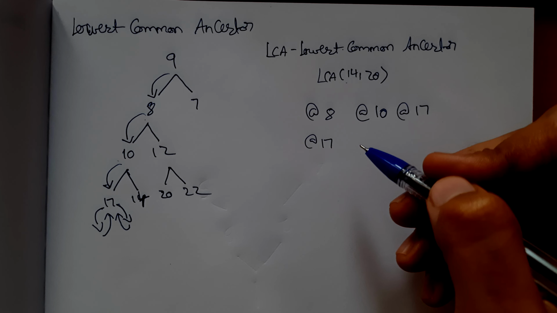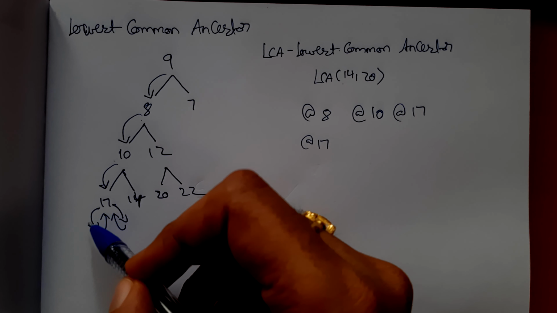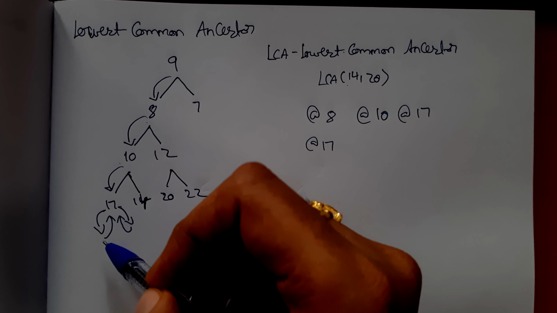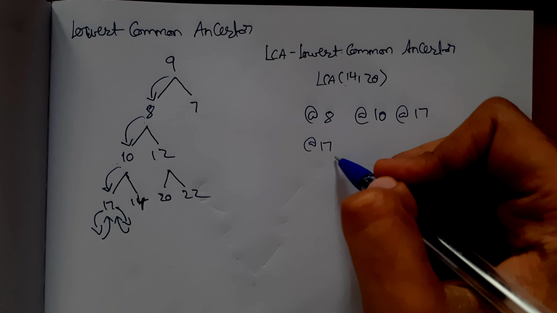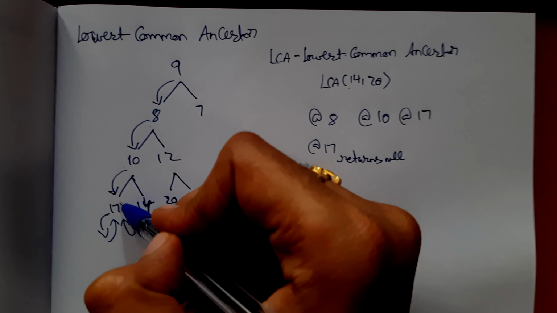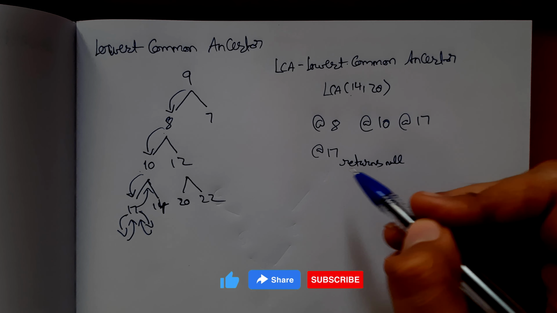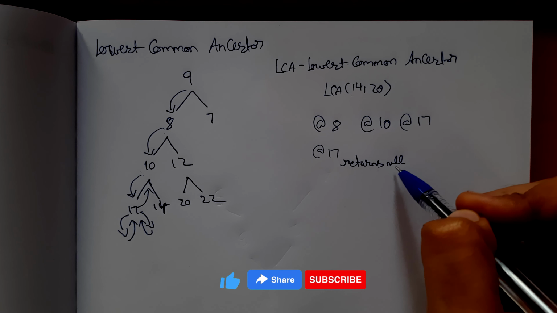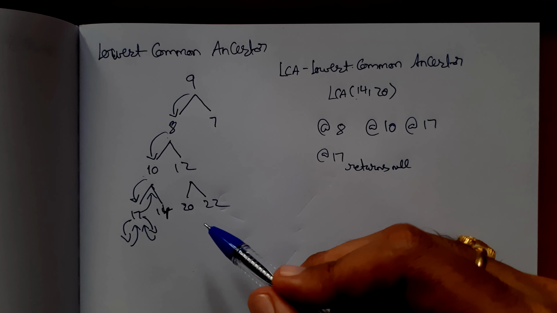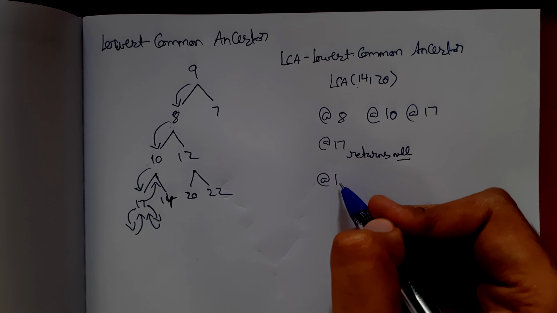which checks if the LCA value from the left subtree is not null. Since that's null, we return the value from the right subtree, which is null. So 17 returns null to node 10. What this means is there's actually no node at 17 or below, in the subtrees of 17, which has 14 or 20 in it. That is what this null represents. So now we come back to node 10.